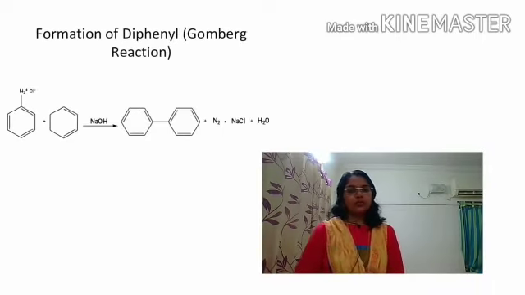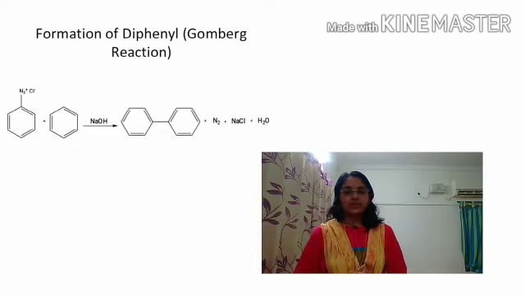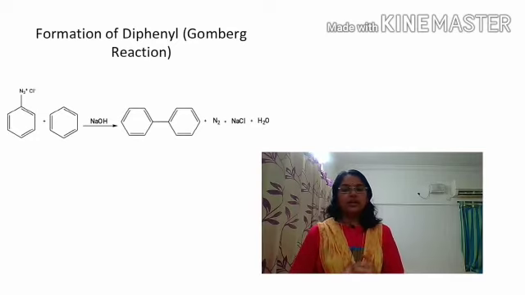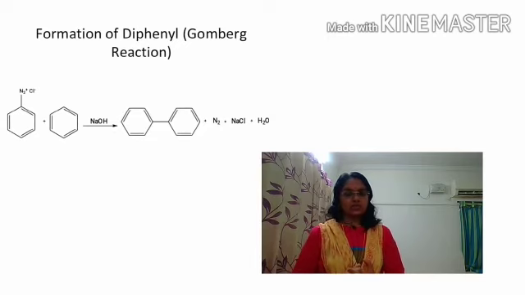Suppose you want to prepare a biaryl compound, that is biphenyl. We have to treat the benzene diazonium salt with benzene in the presence of a base. Then we can get biphenyl. This reaction is termed the Gomberg reaction. Again, in this reaction nitrogen molecule is eliminated, and this is also a category of substitution reaction.